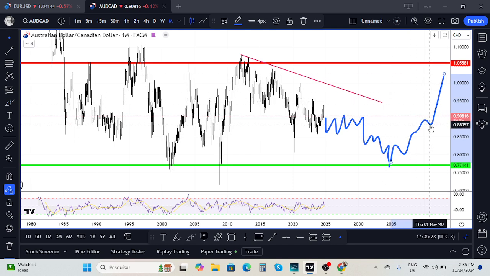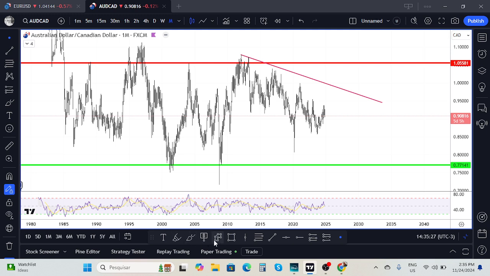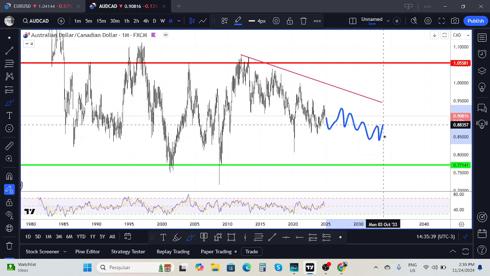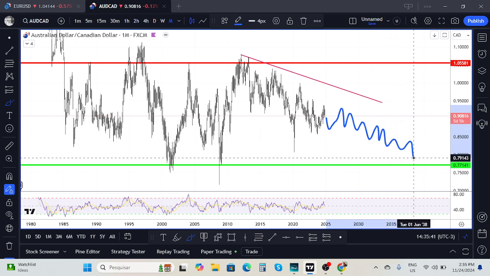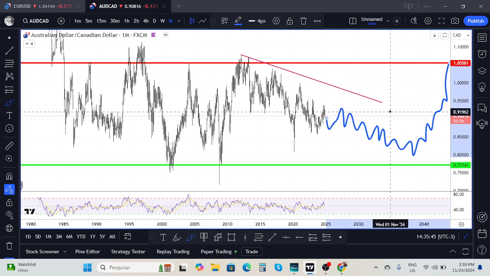All right, because the market sometimes can come down, do what it wants to do, and finally decide to come somewhere here, and go up long term.